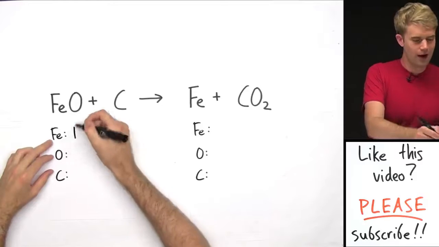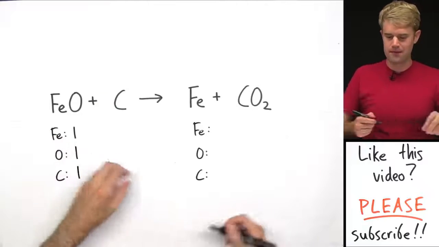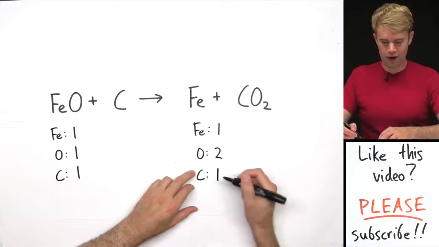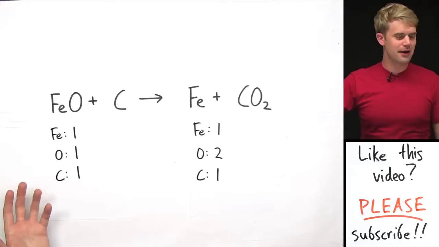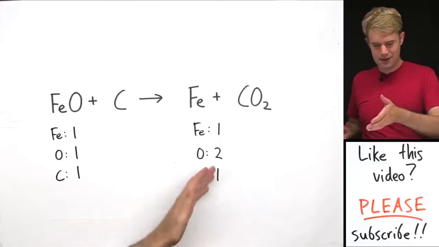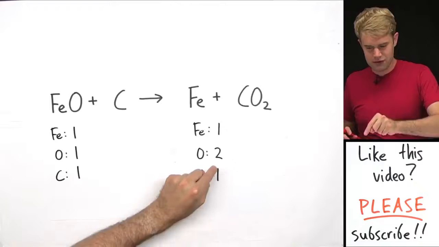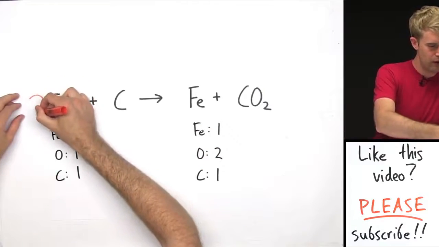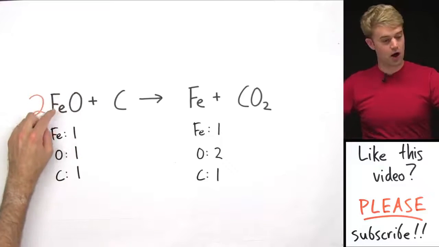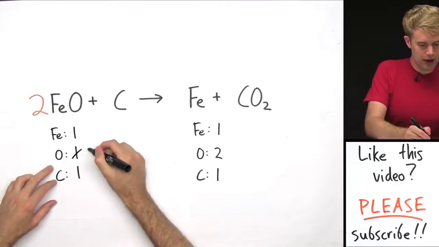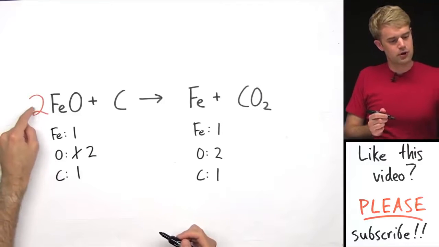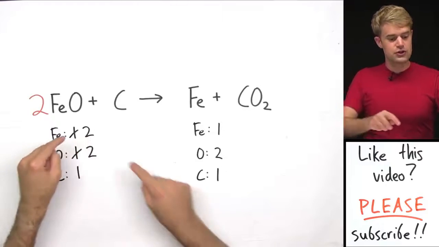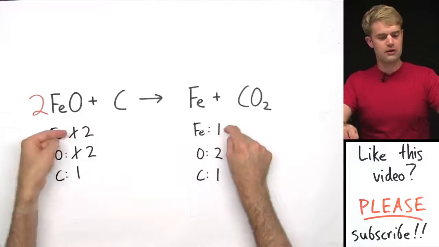Okay, iron, oxygen, and carbon. Over here I have 1 iron, 1 oxygen, and 1 carbon. Here I have 1 iron, 2 oxygens, and 1 carbon. Okay, how am I going to balance this? The first thing I'm going to do is balance these oxygens. So I have 2 over here and I have 1 here. I'm going to change that by putting a 2 in front of the FeO. Okay, so that's going to give me 2 oxygens, but it's also now going to multiply this Fe by 2. So now I'm going to have 2 Fe. So now I've got 2 Fe here and 1 there, so now these don't balance.